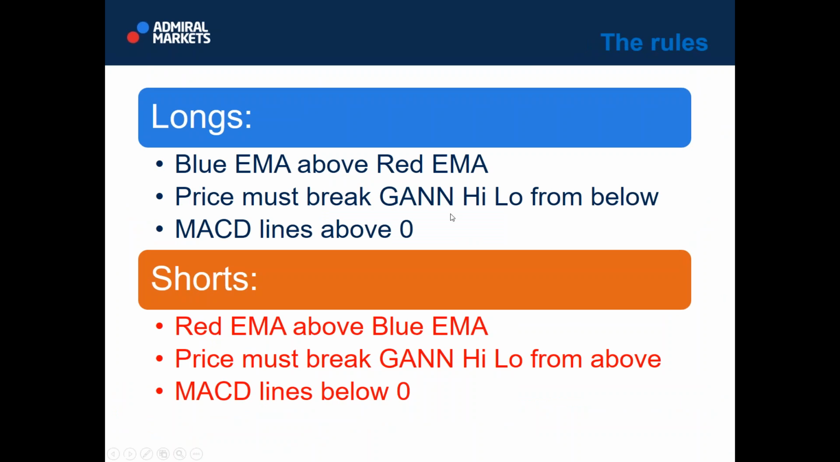Price must break Gann Hi low from below, and MACD lines should be above 0. For short trades, red EMA should be above blue EMA. Price must break Gann Hi low from above. MACD lines should be below 0.